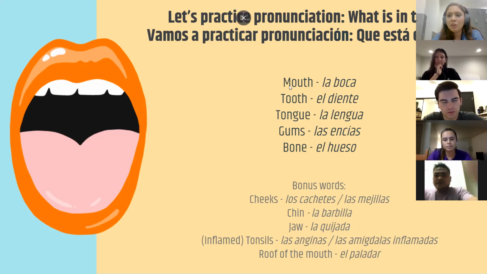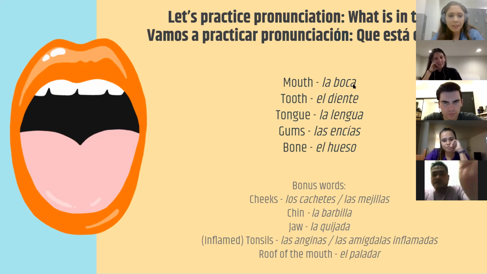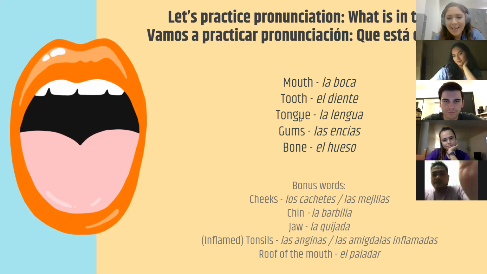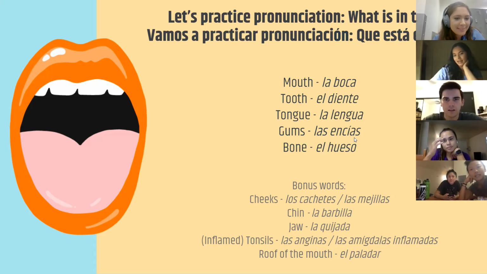Now here are some pronunciations. So in here we have mouth. Can anybody read this word? La boca. La boca, perfect. Then tooth, we already went over this one. Yeah, el diente. Perfect. Then the next one, la lengua. That was perfect, great job. And then next one would be gums. This could be a little bit hard. Who wants to try? Las encías. Perfect. And last but not least, we went over this one.